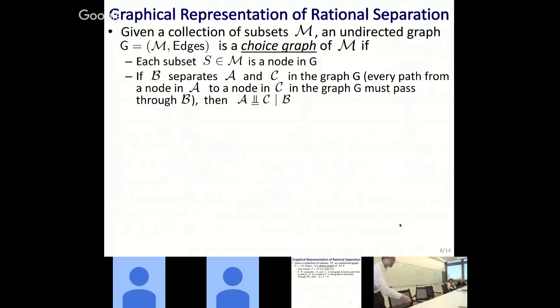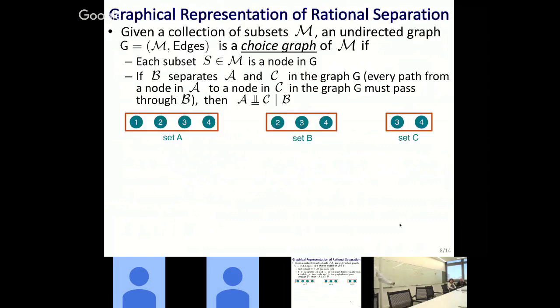Now, please note that a choice graph is not uniquely defined. For example, given a collection of subsets, I can just give you a complete graph. That's a choice graph. It's not very useful, however. Right, because a complete graph is always a choice graph because this condition is never satisfied. Sorry, what are the edges? The edges are created so that it satisfies the property.